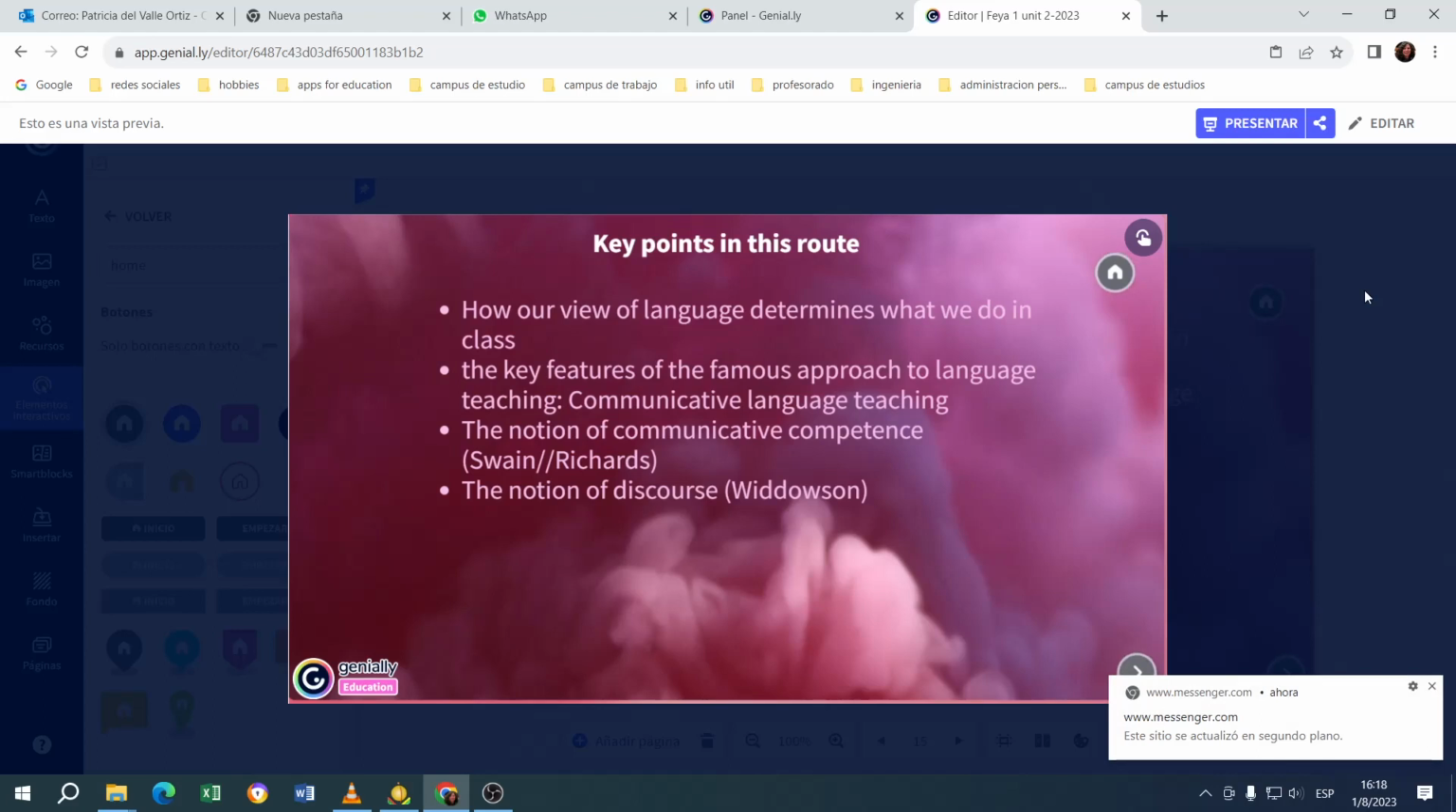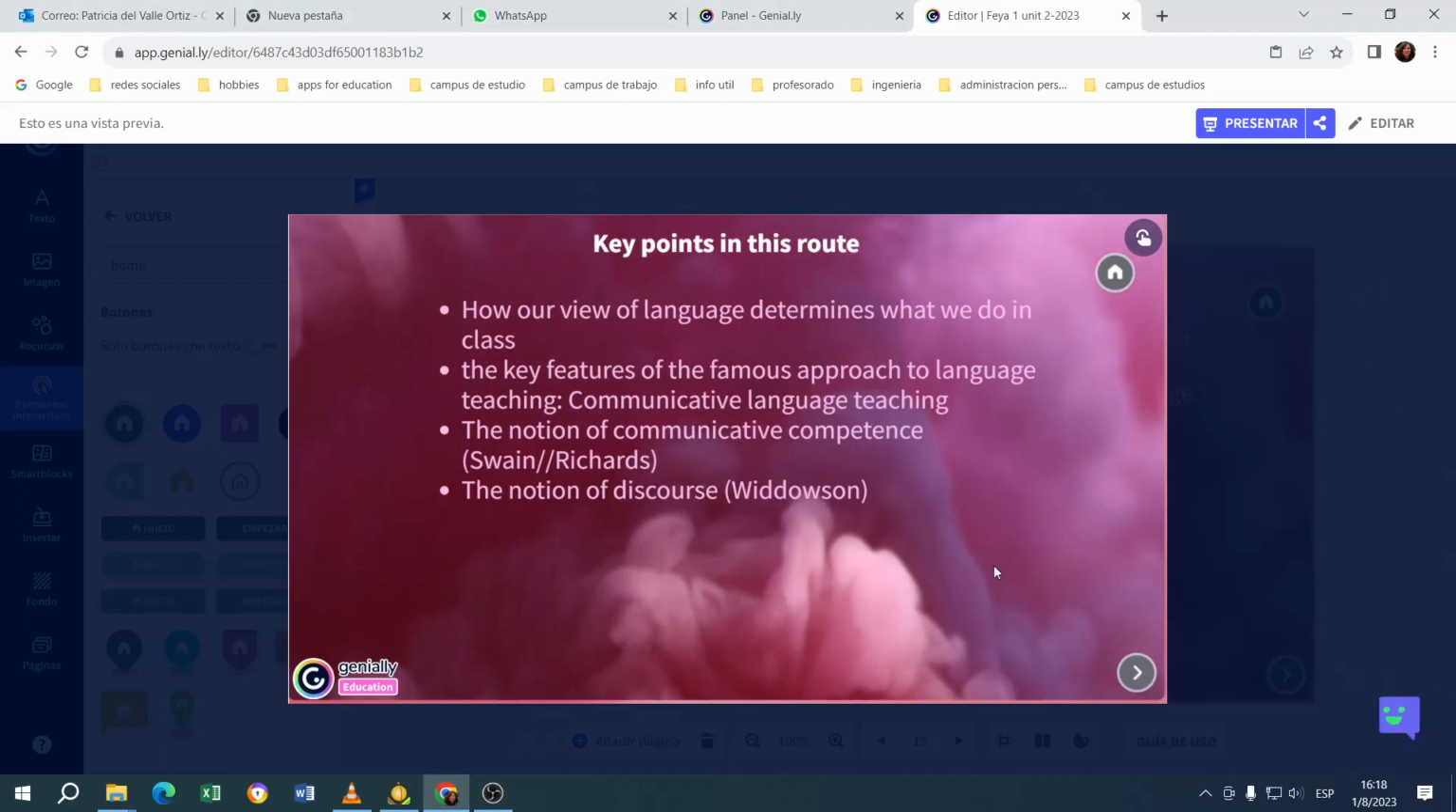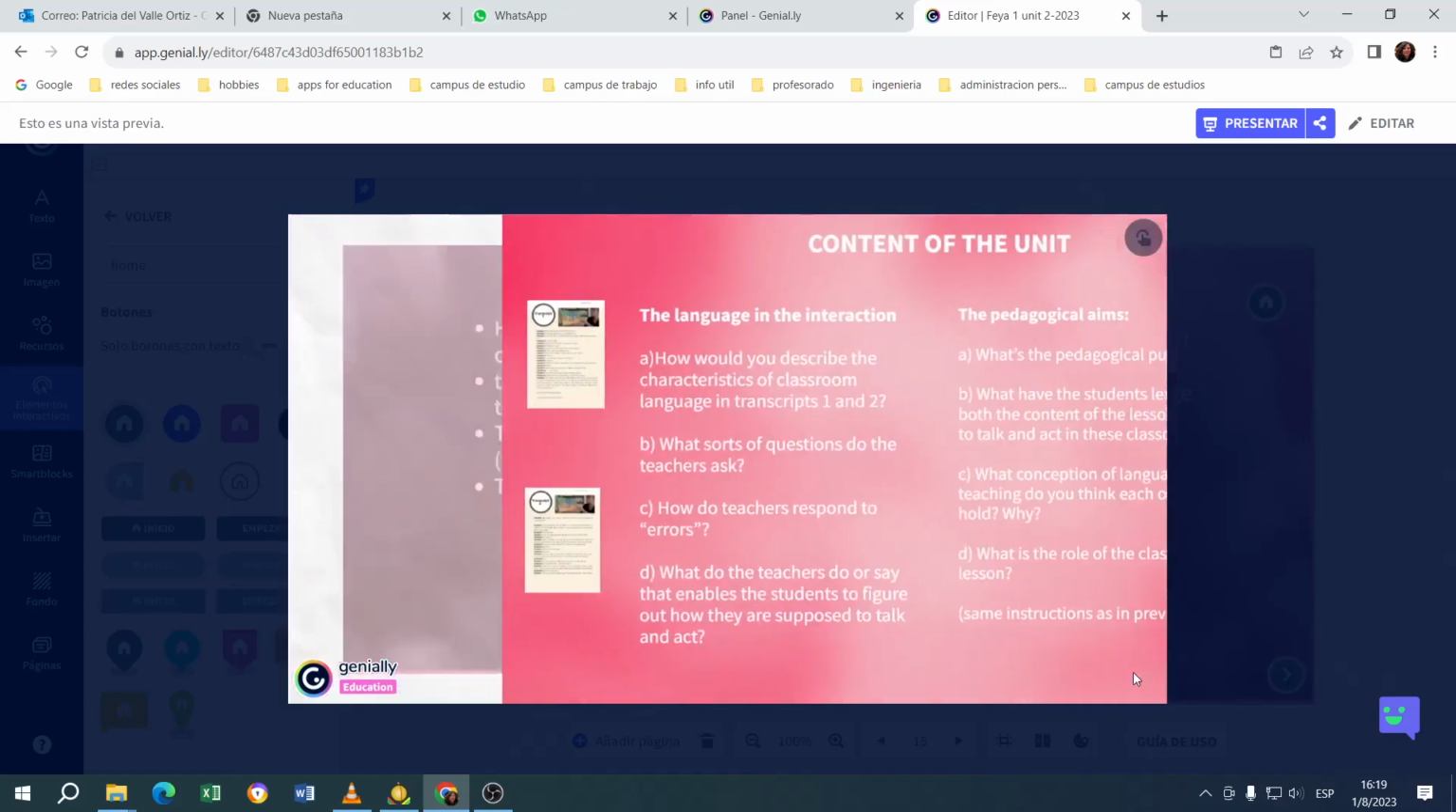So a key concept introduced in the bibliography and the text you were expected to read is the notion of communicative competence, as discussed by Canale and Swain in one of the articles and as introduced by Richards in the video. And another very important notion you're expected to identify in this block is the notion of discourse by Widdowson. Well, let's move on through these components.